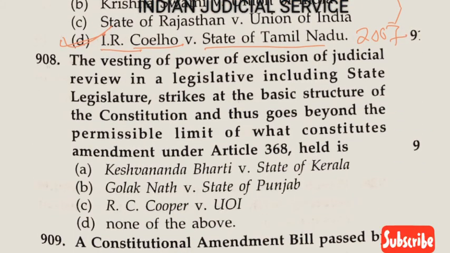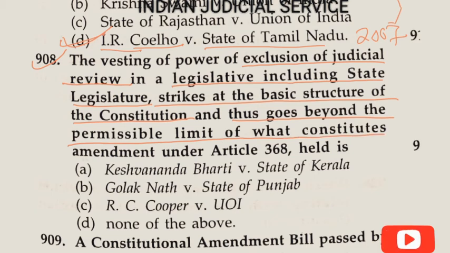Now question number 908. The vesting of power of exclusion of judicial review in the legislature, including state legislature, strikes at the basic structure of the Constitution and thus goes beyond the permissible limit of what constitutes an amendment under Article 368. This statement was given by the Supreme Court in the case of Kesavananda Bharati versus State of Kerala, 1973. So the answer here is option A.